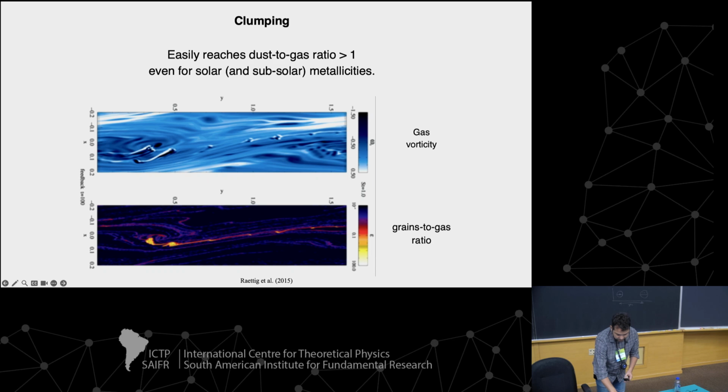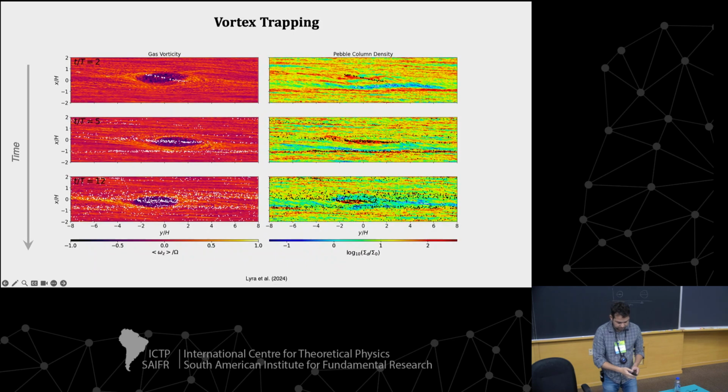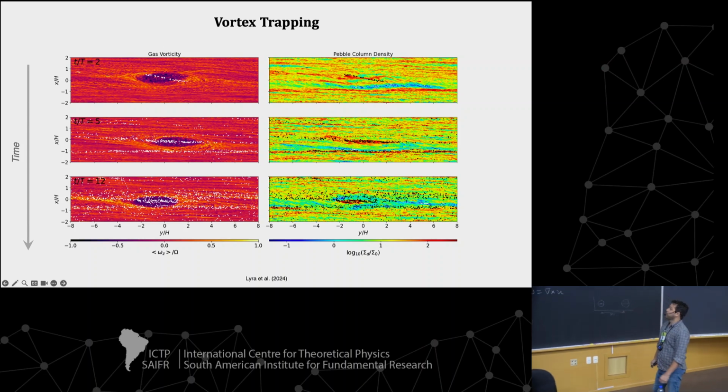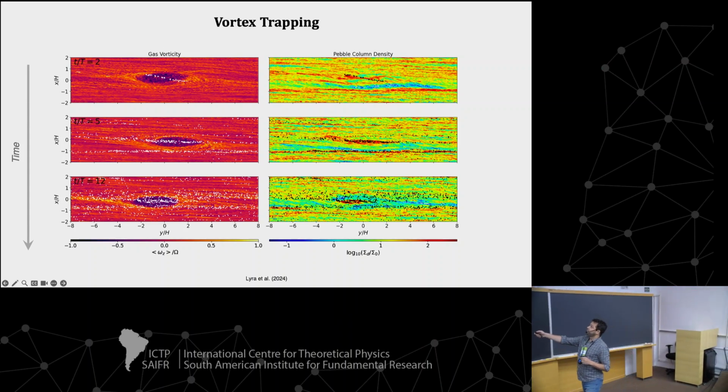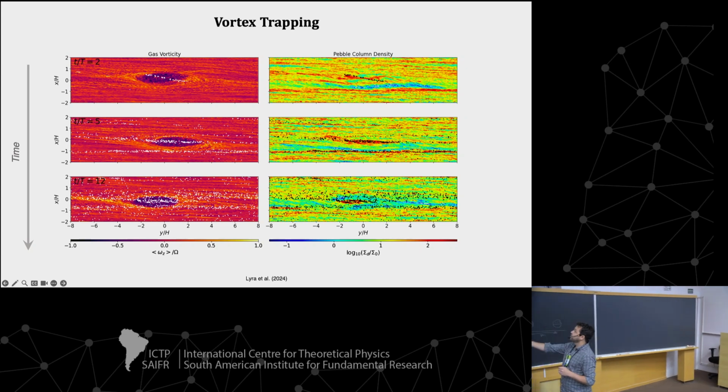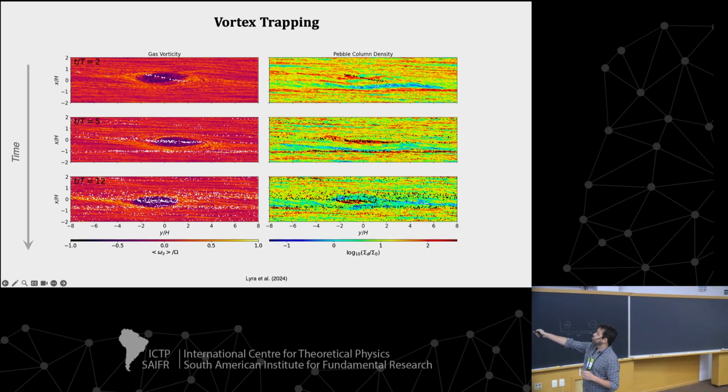What would happen if we have self-gravity included in this calculation? This is what I'm showing here. This is a model where you can see this giant vortex in the gas phase. These are 3 snapshots at 2 orbits, 5 orbits, and 12 orbits after we inserted the dust grains.